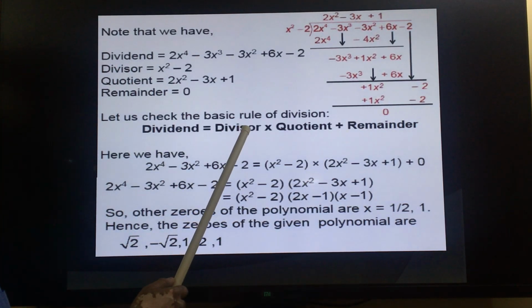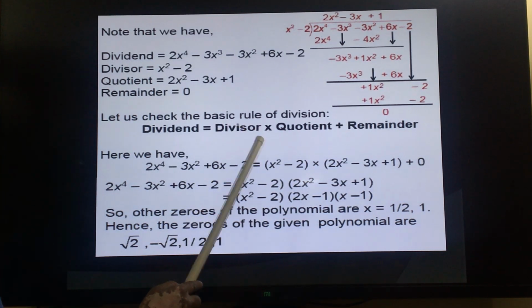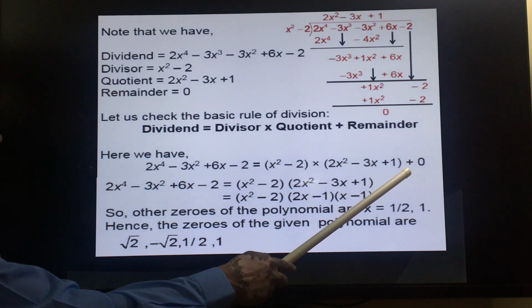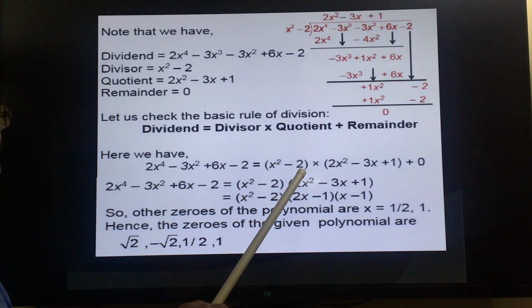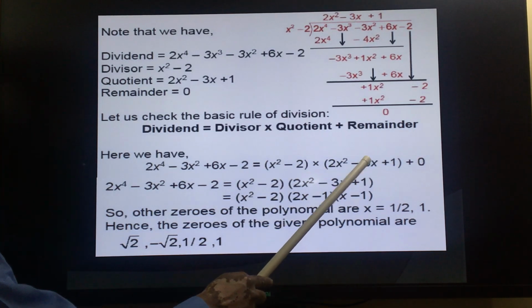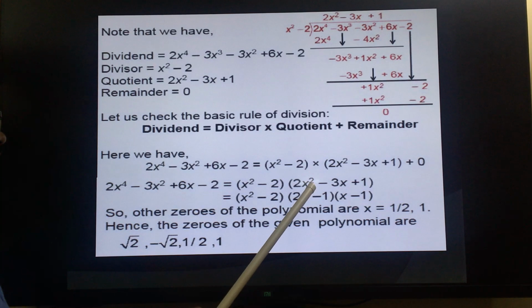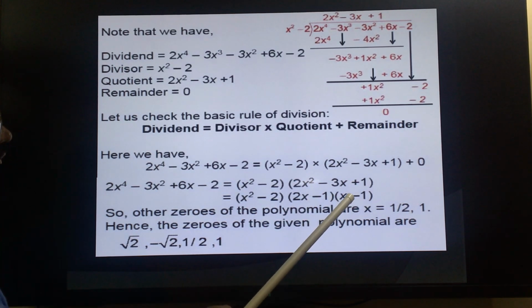So dividend is equal to divisor into quotient plus remainder. This is the division algorithm. We will apply this. So here divisor into quotient plus remainder. The divisor contains power 2, so this we can break as x minus root 2 and x plus root 2. And this is the quadratic polynomial, so this we can break by the splitting the middle term method. We will get 2 factors.